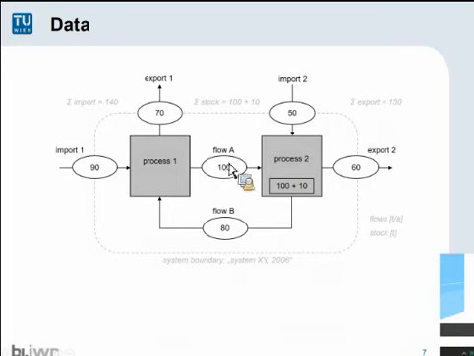One question from my side, can you see my mouse pointer moving? Yes. Okay, perfect. All right, so that's the goal of MFA. You have to quantify all of the flows and stocks inside of your model.